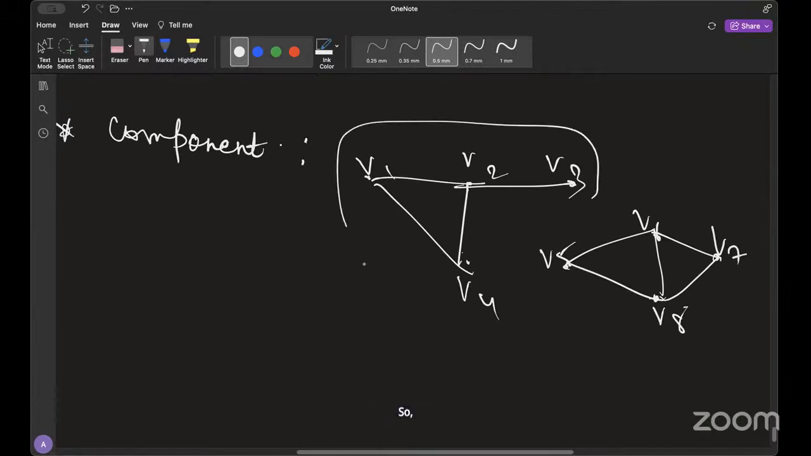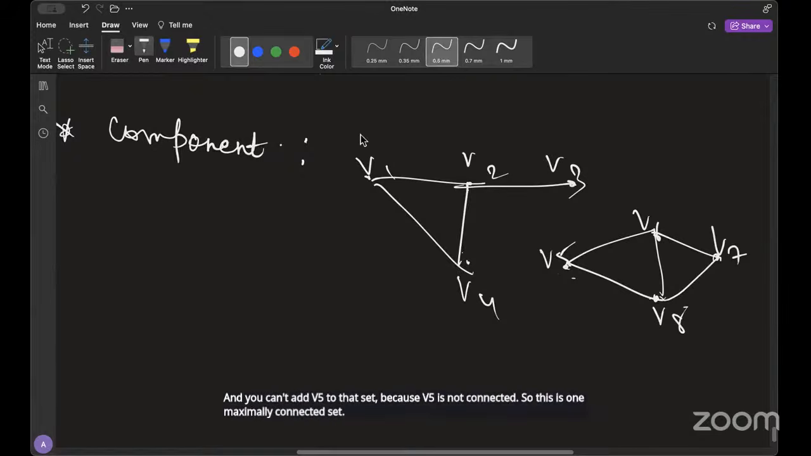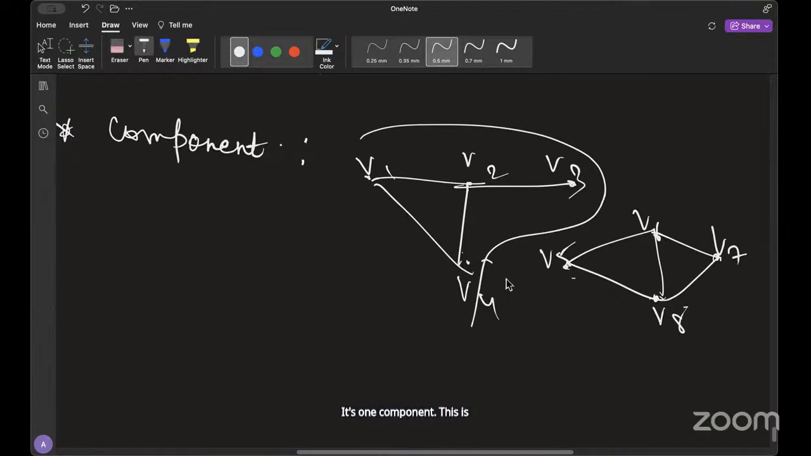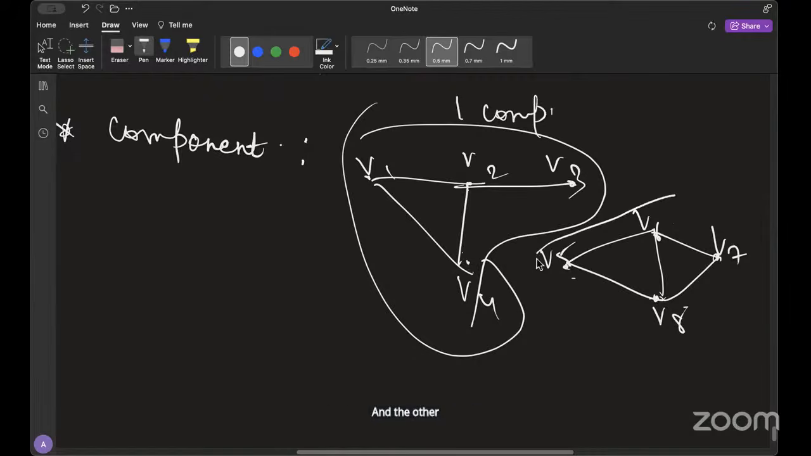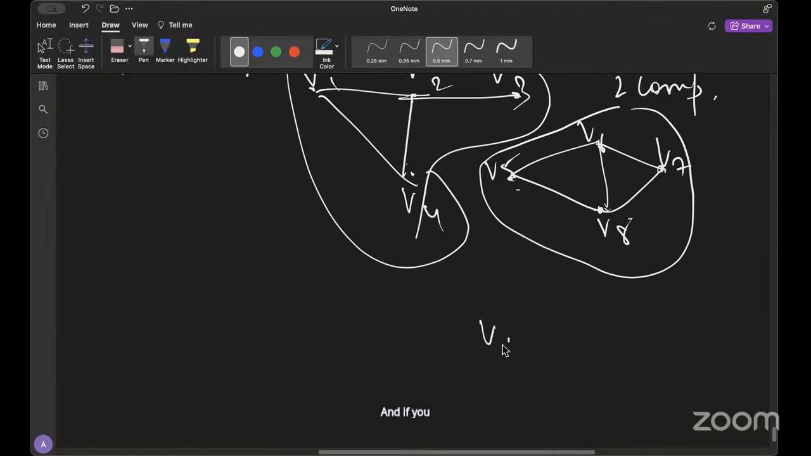Because this entire thing is connected and it's maximal, right? Now you have V1, V2, V3, V4 connected, and you can't add V5 to that set because V5 is not connected. So this is one maximally connected set. It's one component. This is called a component. First, this is one component, and the other component is this. Second component. And if you had something like V9 alone, then this will be the third component.